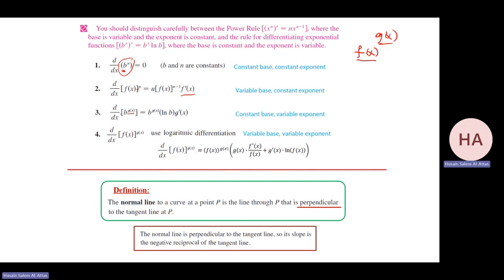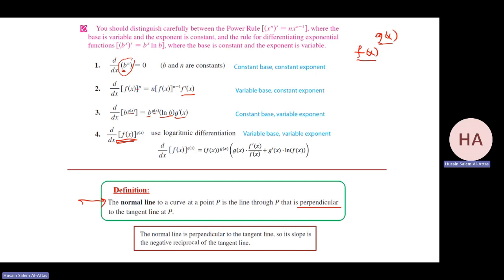Constant to the power function: constant b to the power g. It will be the constant to the power of the function, times ln of b, times the derivative of the function. The last one is function to the power function. We'll use logarithmic differentiation. We'll see examples.